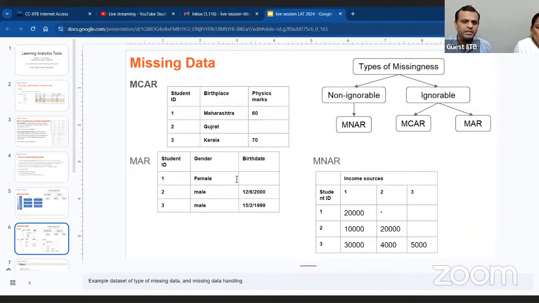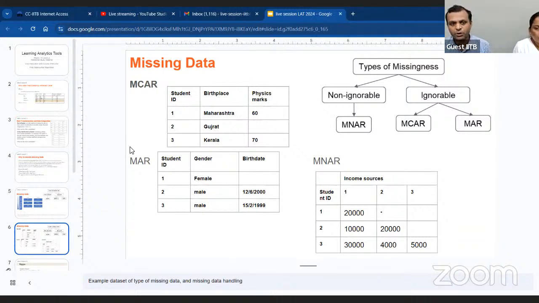It's missing at random. Here, there's some relationship. For example, the female might have chosen not to enter the date of birth. Is that correct? Yeah. So in that sense, you cannot simply delete it. You should find a way to impute the data. You can contact the participant and get the data. If not, you have to decide whether to delete it or impute it.